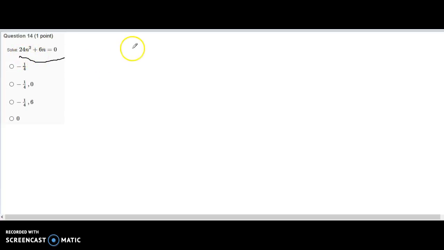24 and 6 have 6 as a greatest common factor, and then n squared and n have n as a common factor. So 6n can be factored out of both of those terms, and when you do that you're left with 4n plus 1. And it's still set equal to 0.